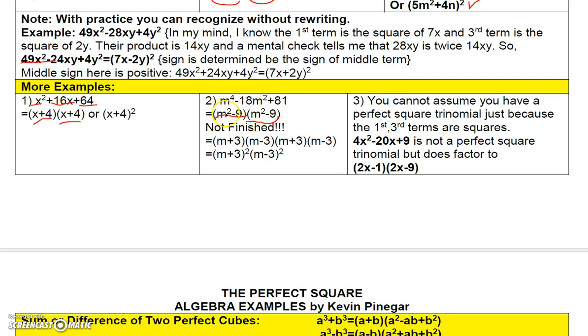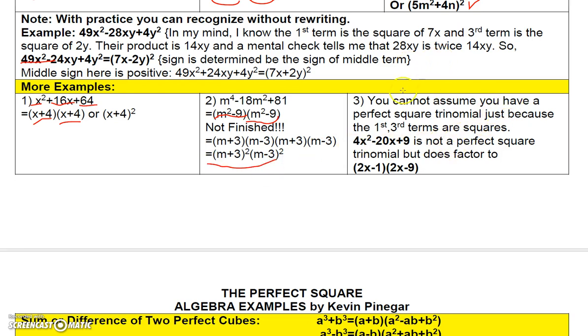But remember, you have to check and see if you can continue to factor. Notice that m squared minus 9 is a difference of squares. So I can factor this m squared minus 9 into m plus 3, m minus 3, and I can factor this m squared minus 9 into m plus 3 and m minus 3. And then if I rearrange the factors a little bit, I can write that as m plus 3 quantity squared times m minus 3 quantity squared.